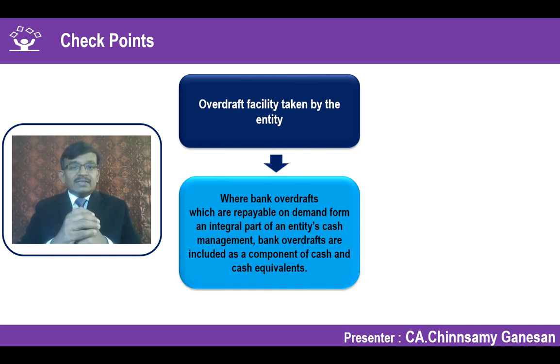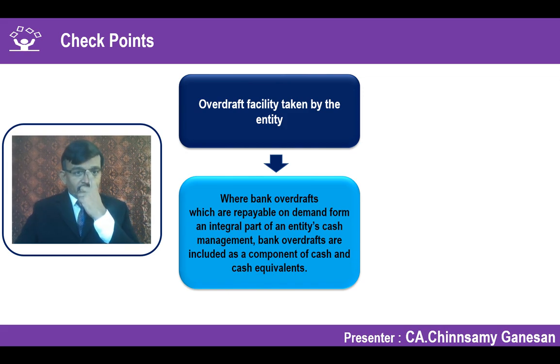Interestingly, the standard says that bank overdrafts which are repayable on demand normally form an integral part of the entity's cash management. That means an overdraft facility is for a fixed period and the entity has to settle that amount within that particular period, and the way in which it operates is for the cash management part of cash and cash equivalent. This is one of the significant differences between AS 3 and Ind AS 7.